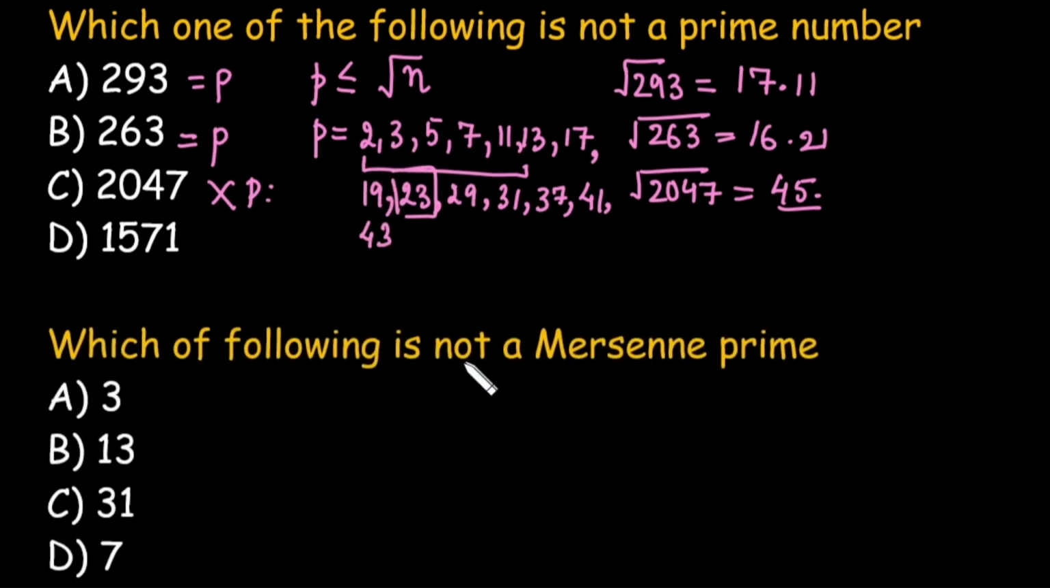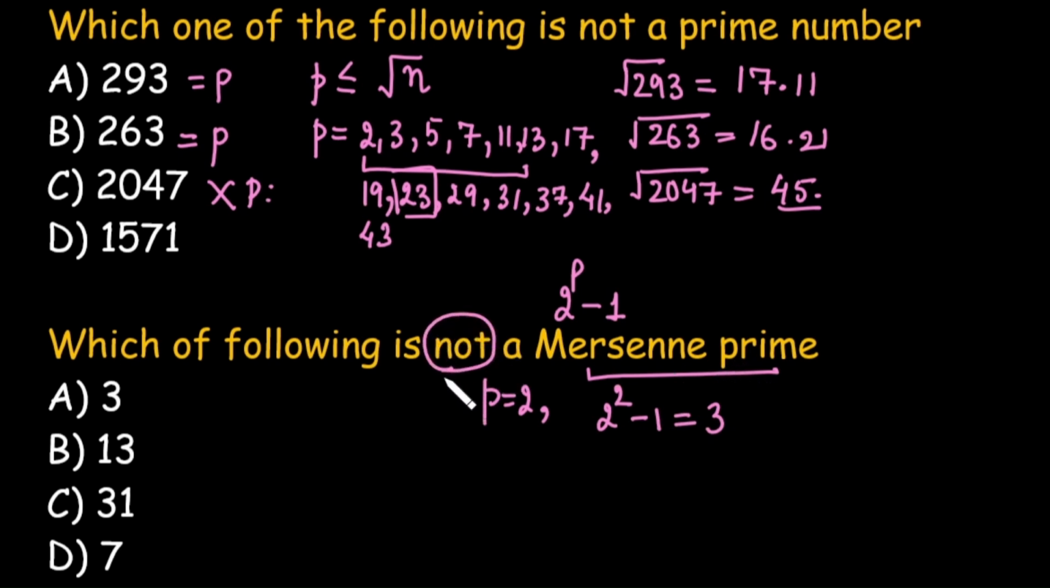Next is, which of the following is not a Mersenne prime number? Now what is a Mersenne prime number? A prime number that is of the form 2 raised to the power p minus 1. When p is equal to 2, what integer do we get? That is 2 raised to the power 2 minus 1, which is equal to 3. It means 3 is a Mersenne prime number. Here we need not a prime number, but a number that is not a Mersenne prime. So for p equal to 3, let's check what number we have. That is equal to 7. So it means this is also not the answer.